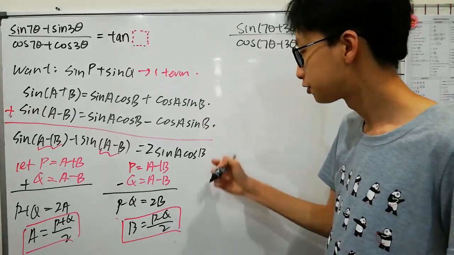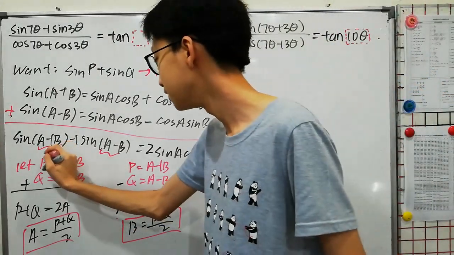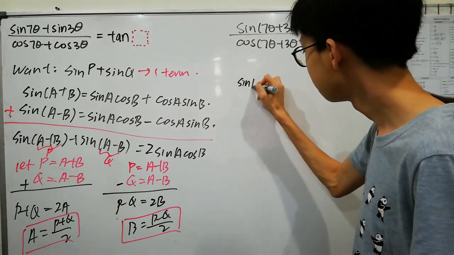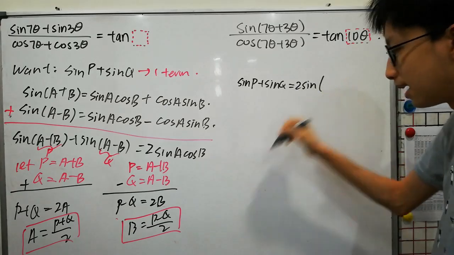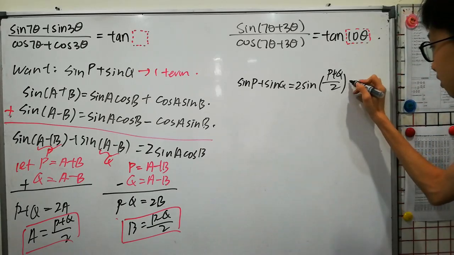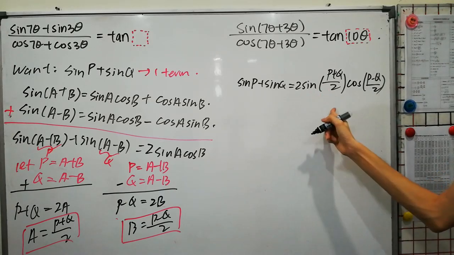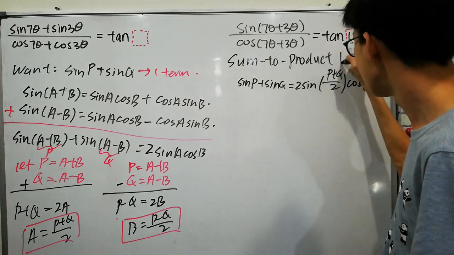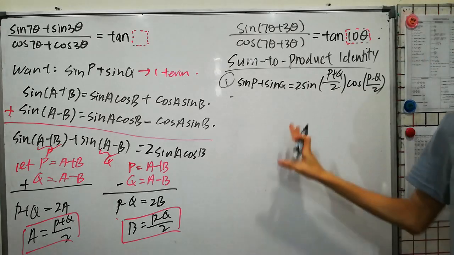Last but not least, we will try to express this in terms of P and Q. Okay, as we defined earlier, this part here is just P and this part here is Q. So it will be sine P plus sine Q equals 2 sine of (A is P plus Q over 2) and cos of (B is P minus Q over 2). And this is the sum to product identity number 1. We still have 3 of them.